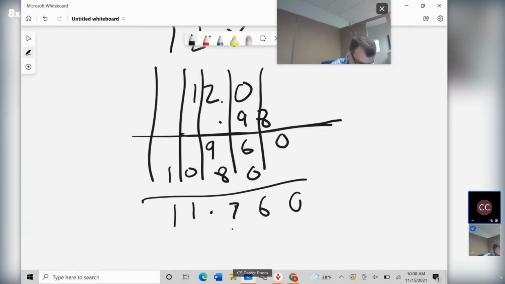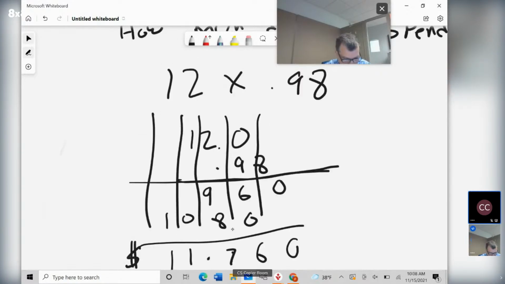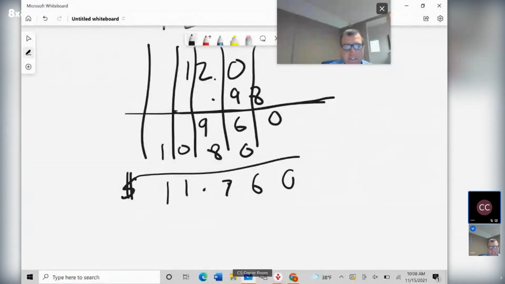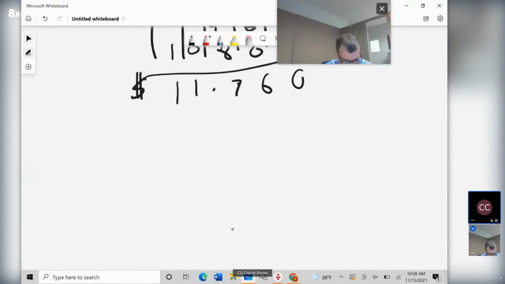And that makes sense because remember, 12 times $1 would be $12, so it's a little bit less than $12. You're going to have $11.76. Okay, and let's do another one here.